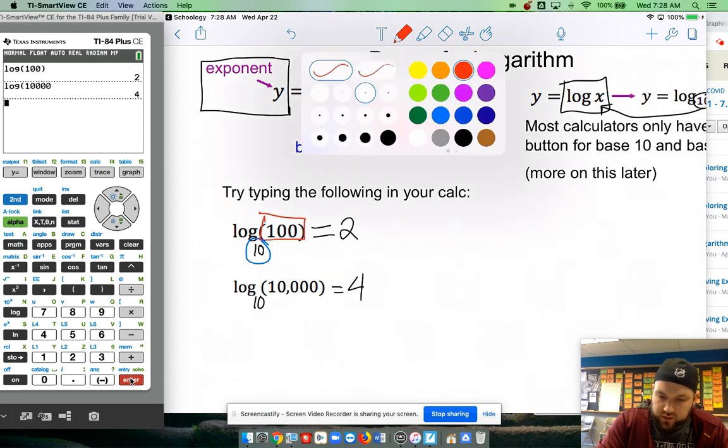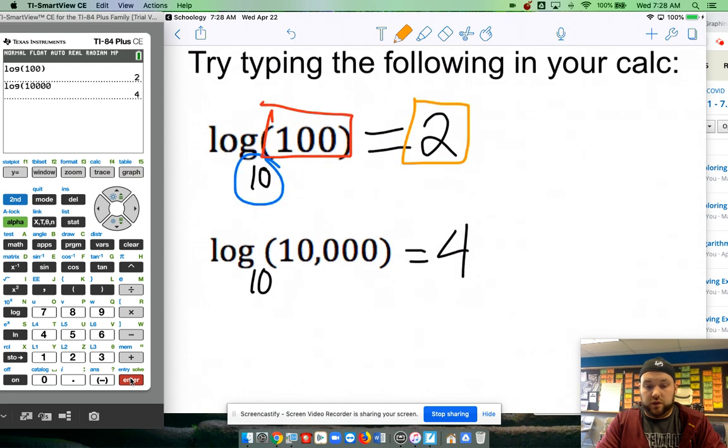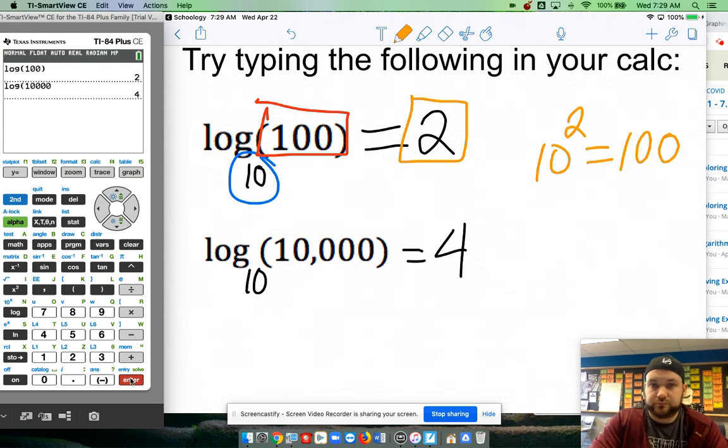And then the number on the other side, or what we get out of the calculator, is the exponent. So this isn't a coincidence. Log base 10 of 100 is equal to 2 because 10 to the second power is equal to 100. So the 2 was the missing power that we didn't know, and that's why the calculator gave us the number 2 for that.